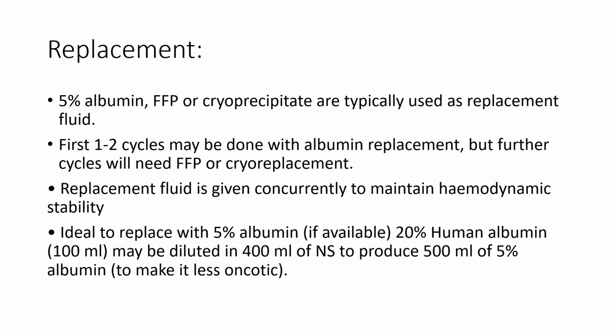Now about replacement, 5% albumin, FFP, and cryoprecipitate are typically used as replacement fluid. The first 1 to 2 cycles may be done with albumin replacement, but further cycles may use cryo. Replacement fluid is given concurrently to maintain hemodynamic stability. Ideal to replace with 5% albumin or 20% human albumin, which may be diluted in 400 ml of NS to produce 500 ml of 5% albumin.